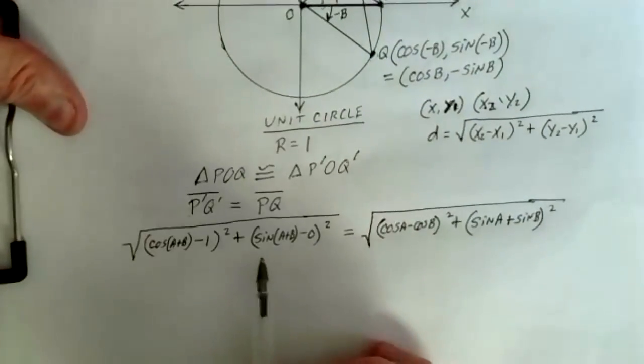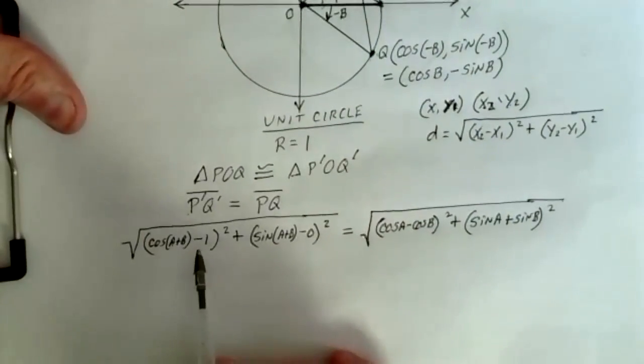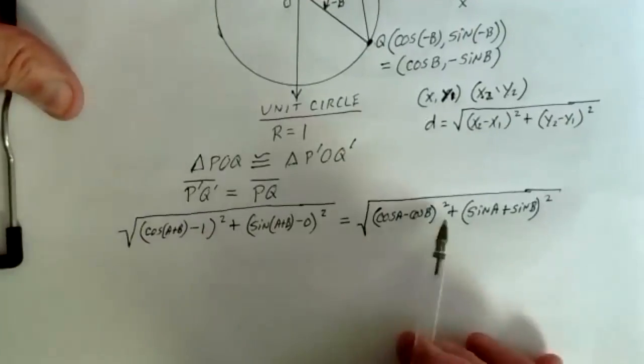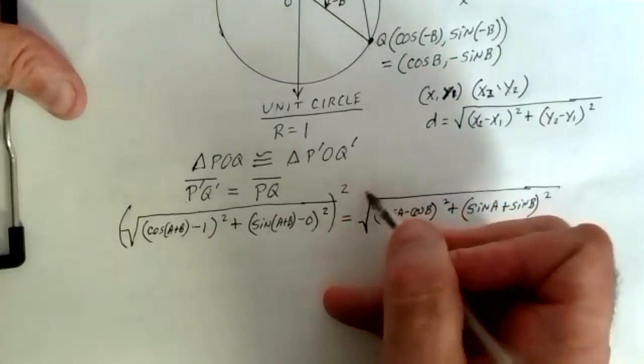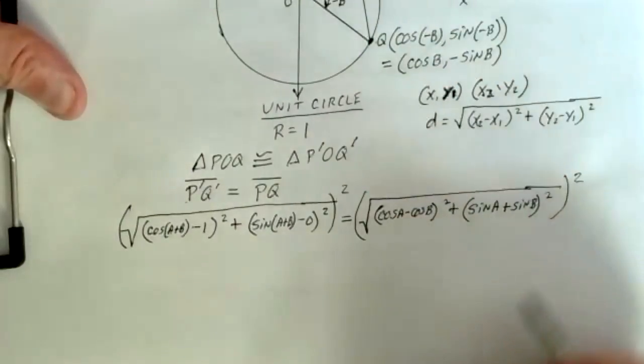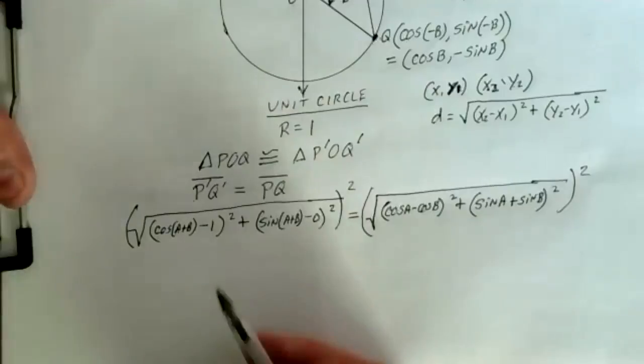Therefore, we're now going to simplify this equation. We're going to square both sides of this equation, and when we do so, we will get rid of the square roots. When you square a square root, it disappears.